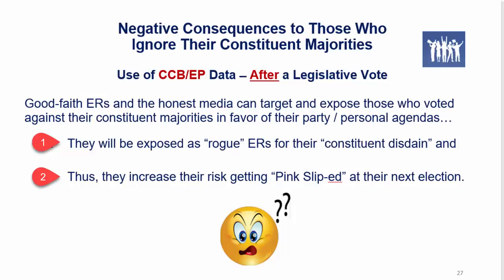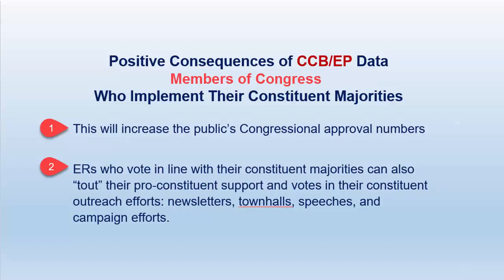Negative consequences to those who ignore their constituent majorities. Use of CCB EP data after a legislative vote: good faith ERs and the honest media can target and expose those who voted against their constituent majorities in favor of their party or personal agendas. They will be exposed as rogue ERs for their constituent disdain, and thus they increase their risk of getting pink-slipped at their next election. Positive consequences of CCB EP data to members of Congress who implement their constituent majorities.